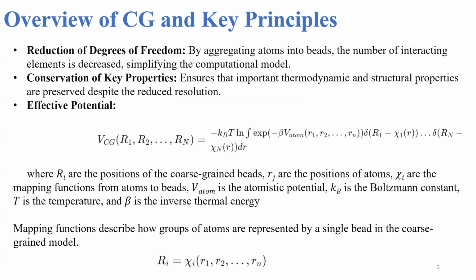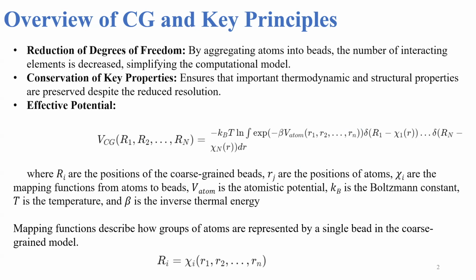When we say coarse graining, typically what it implies is reduction of degrees of freedom. So we aggregate atoms into beads, and we try to minimize the number of interacting elements that might simplify the computational model and also make it very efficient. However, we do want to conserve key properties to ensure that the important thermodynamic and structural properties are preserved despite the reduction of the resolution.